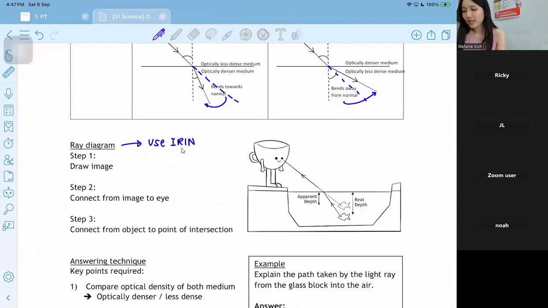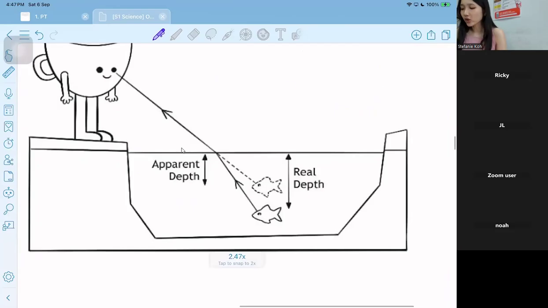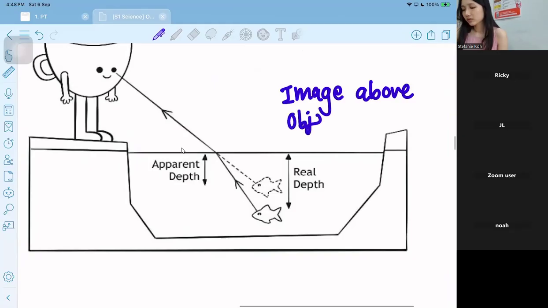Ray diagram, the same thing, use the fast rule. Then the only thing you need to take note of is for refraction, the image is always above the actual object. If you're looking down, you will see the fish slightly higher. It appears to be higher, but actually it is not.